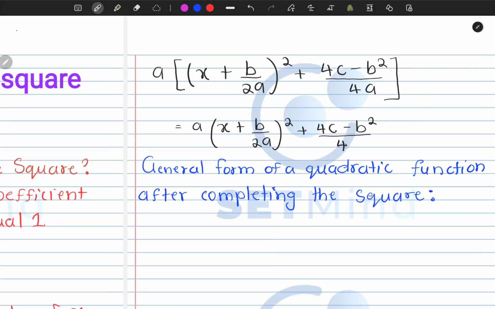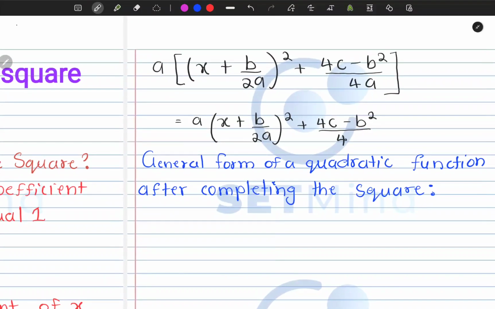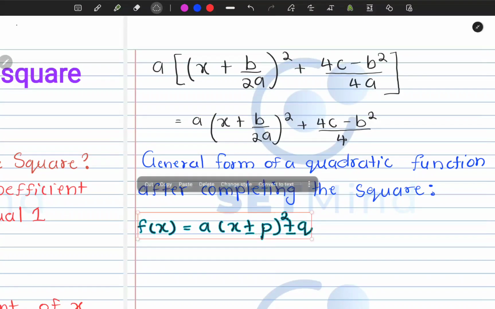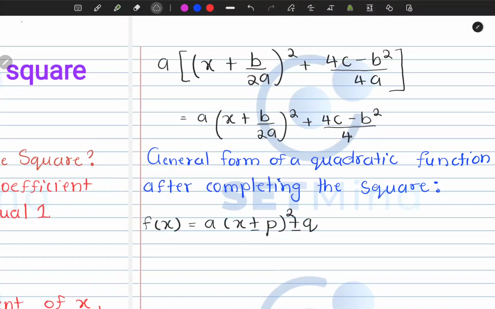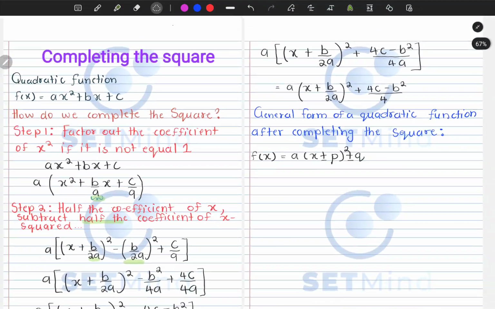So by definition, the general form of a quadratic function which you see after completing the square will always be in the form of f of x equals a into x plus or minus p, and then plus q. Do not forget the square. So this is how it will generally look after you are done completing your square. This will also be plus or minus. So this will be the general form which we have after completing the square.